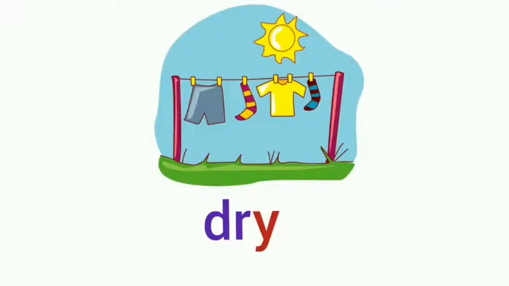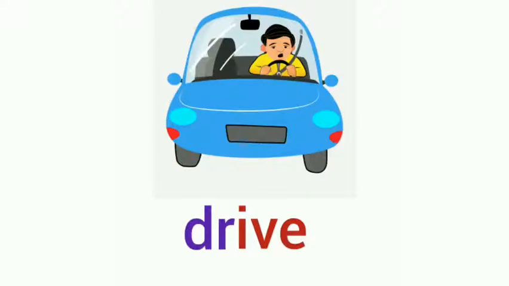D-R-Y, dry. Dry means free from moisture or liquid, not wet. Dry का मतलब होता है सूखा. यहाँ देखो बच्चों, कपड़े धूप में सूख रहे हैं. So, ये कपड़े धूप में ड्राई हो जाएंगे, सूख जाएंगे.